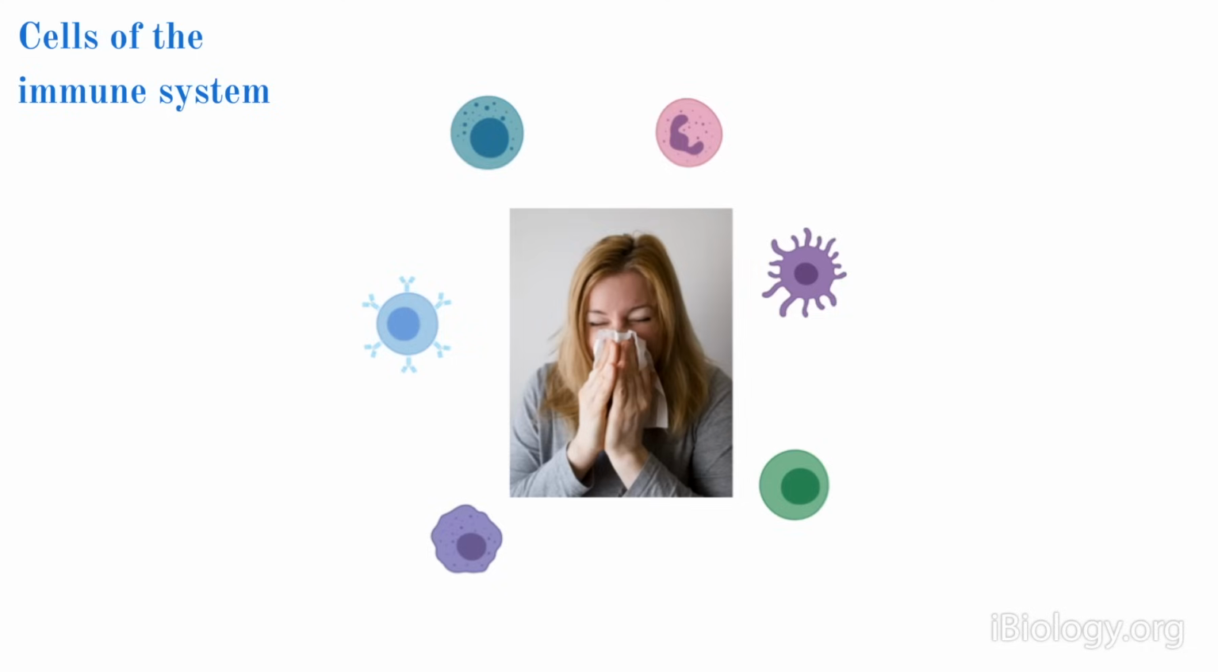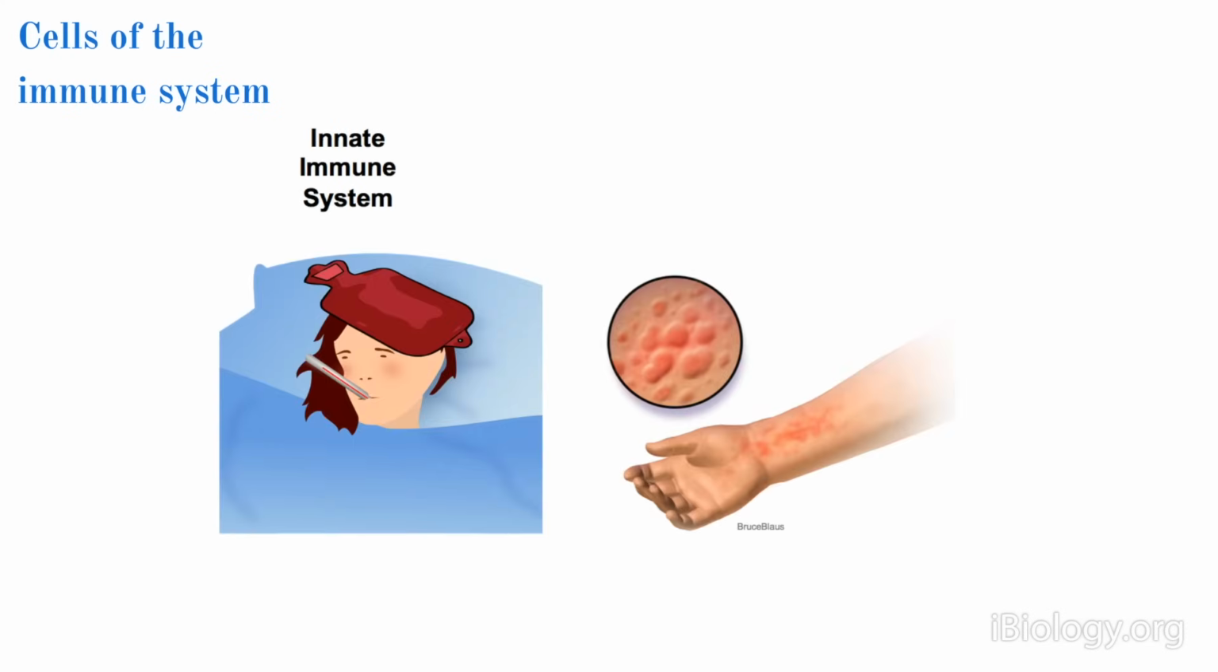Let's start by introducing the two major arms of the immune system, innate and adaptive immunity. Innate immunity serves as the first line of defense and is a more general immune response. You might recognize some of the classic symptoms of innate immunity, such as fever and inflammation.